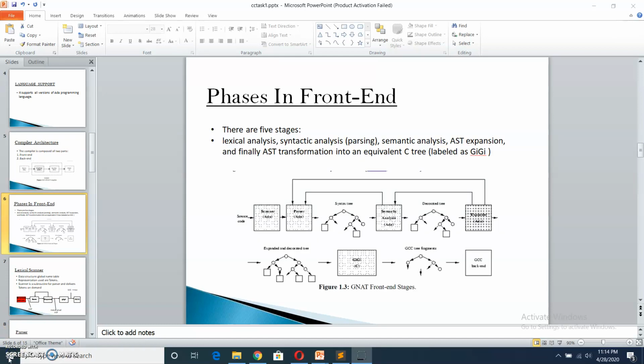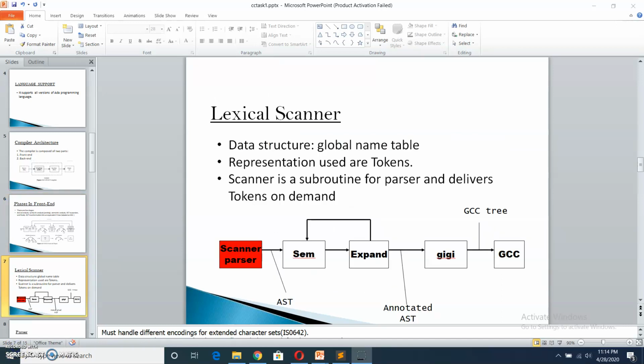The front-end comprises 5 phases: lexical analysis, also known as scanning, the syntax analysis, also known as parsing, the semantic analysis, expansion, and the GG phase, which finally transforms the AST into an equivalent C tree. Now let us look into each of the front-end phases in brief.